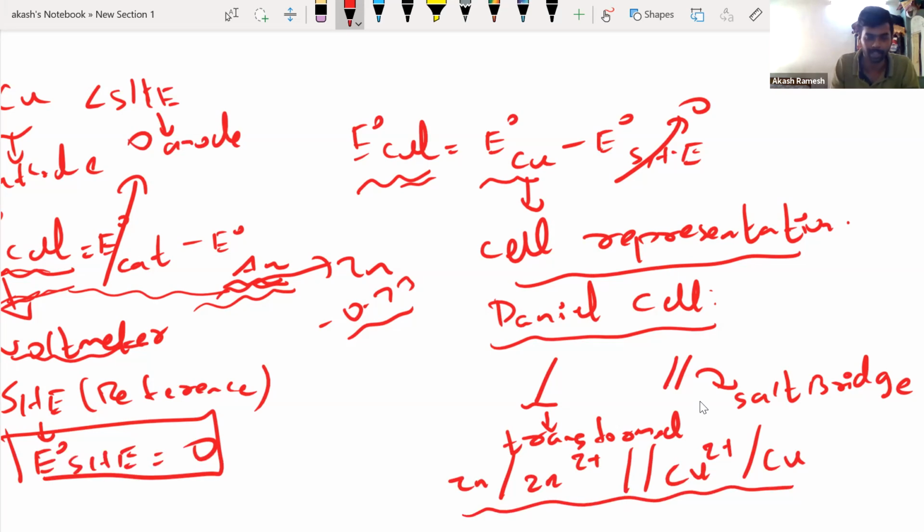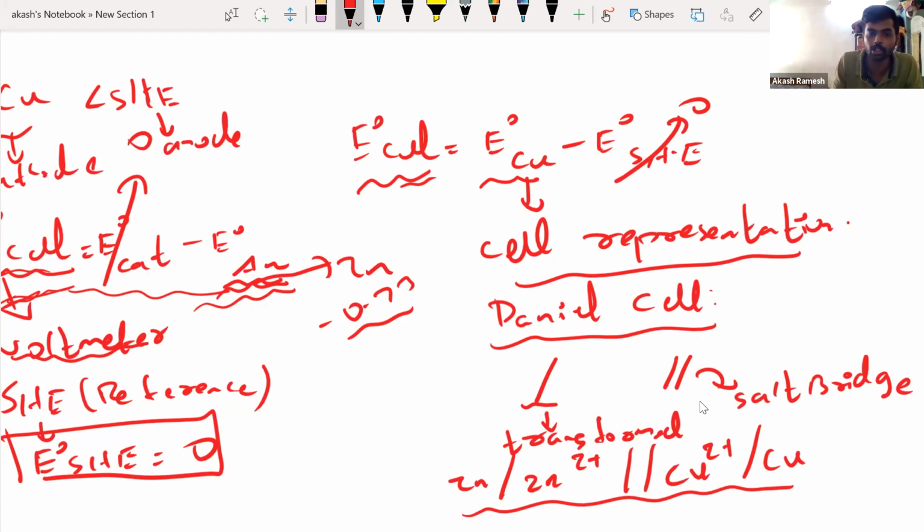Very, very simple. You start with the anode, the left-hand side. On the left-hand side, what is happening? Zinc is becoming Zn2+, so you put a bar: zinc bar Zn2+. After that I have the salt bridge. And then you write whatever is happening on the cathode side. Copper 2+ is becoming copper, so I write copper 2+ bar copper. This is how you represent a cell.